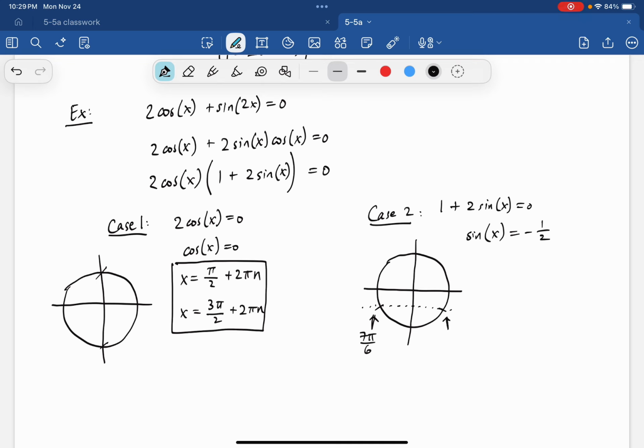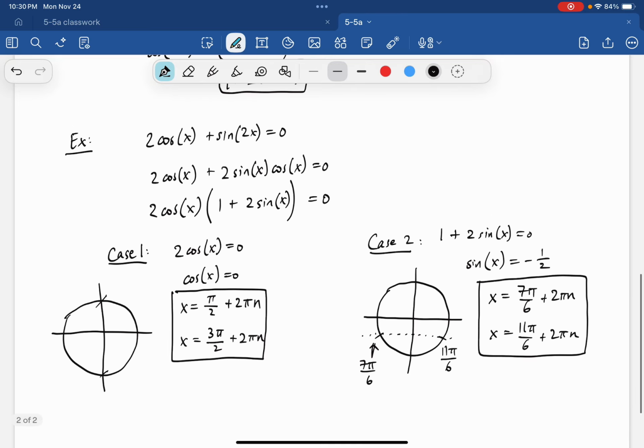And then by similar logic here, this one is 2 pi minus pi over 6, which is 11 pi over 6. Or you could also have said negative pi over 6. So that tells us that x equals 7 pi over 6 plus 2 pi n, or x equals 11 pi over 6 plus 2 pi n. And those would be our two answers.